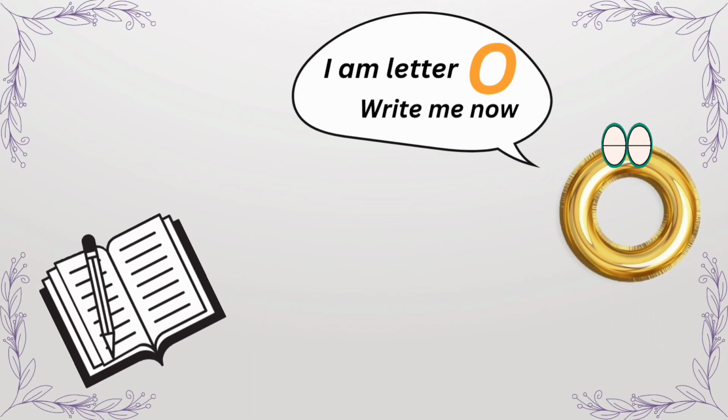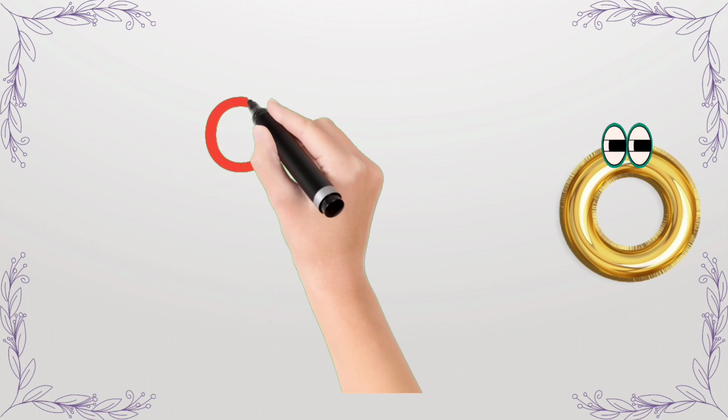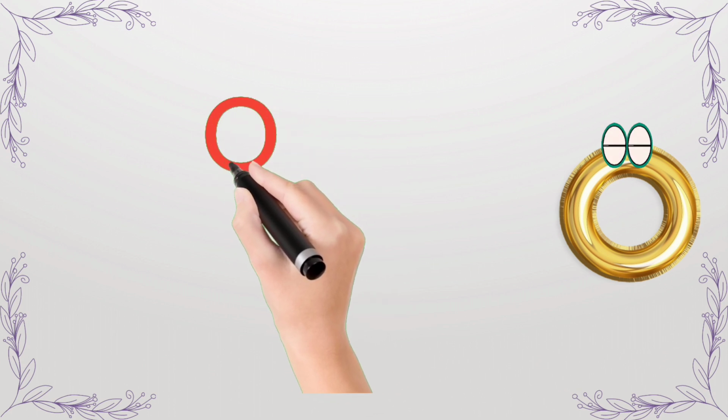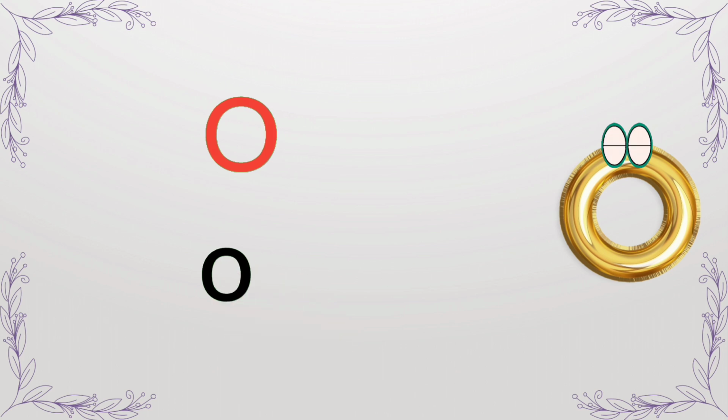I am letter O. Write me now. Circle. Say O 5 times and write O, O, O, O, O.